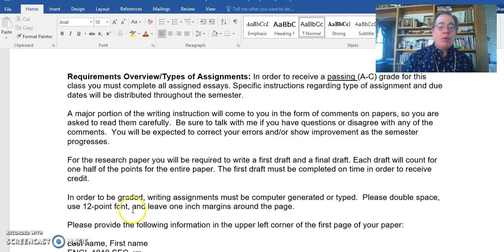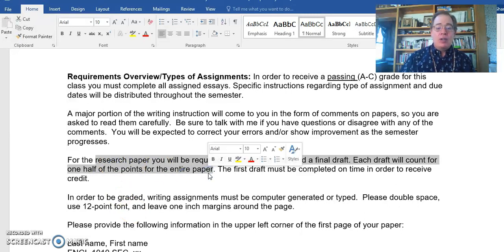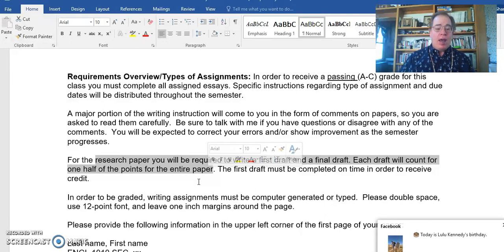Also do note that for the research paper, you will be required to write a first draft and a final draft. Each draft will count for half of the points for the entire paper. The reason for that is I've discovered that it's just pretty difficult for my students to complete a satisfactory research paper without doing a couple of drafts, without getting some feedback from me, particularly on documentation, and being able to correct that documentation. So we do 2 drafts of that research paper. All the other papers, we're going to do 1 draft.